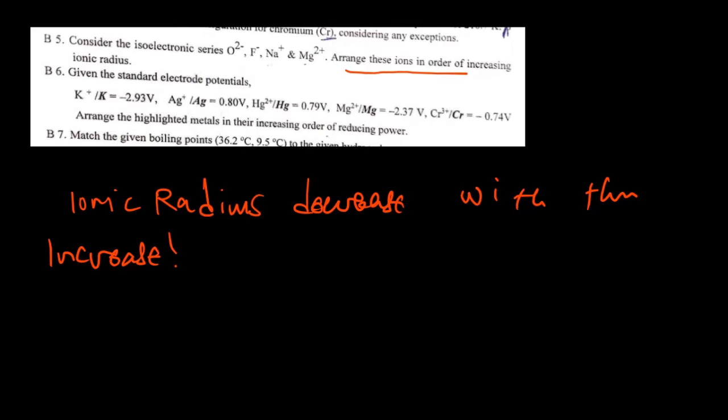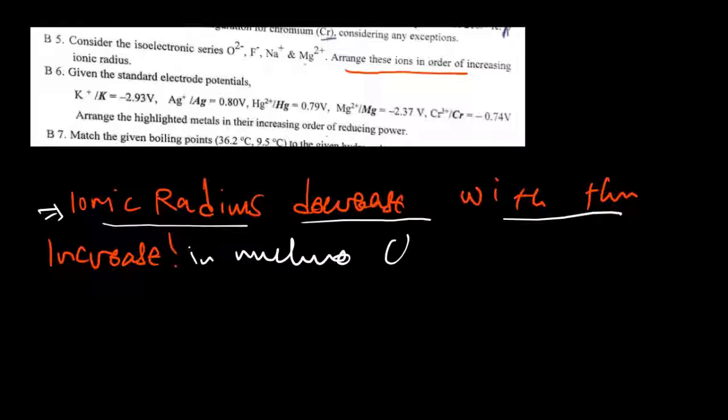Okay, so we can state this rule again. We are saying for an isoelectronic series, the ionic radius decreases with the increase in, what did I write here now? With the increase in nuclear charge. I forgot to put the nuclear charge here. So those ions with a greater positive charge will have the smallest ionic radius, and those ions with a greater negative charge will have the biggest ionic radius.